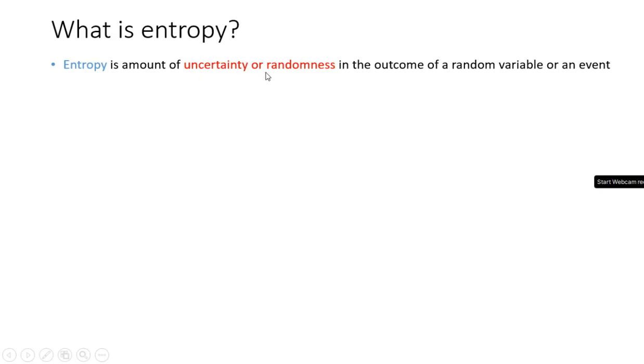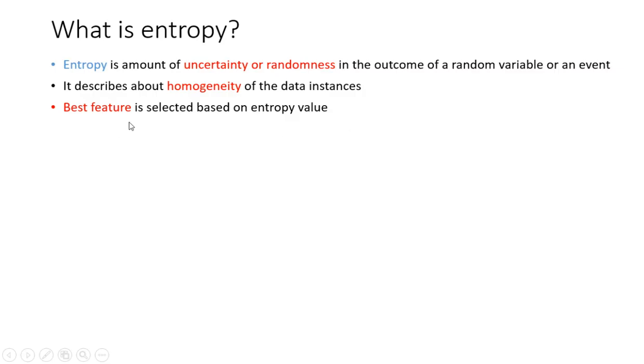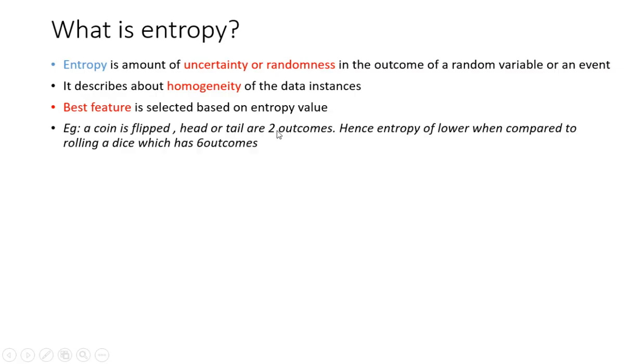Entropy is the amount of uncertainty or randomness in the outcome of your random variable or event. Entropy describes how much homogeneity there is in your data instances. The best feature is selected based upon the entropy value, so we are going to do splitting based upon the entropy value.